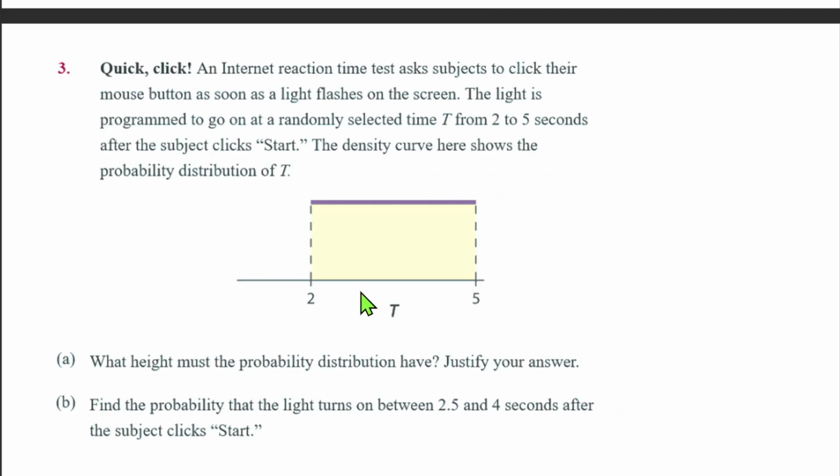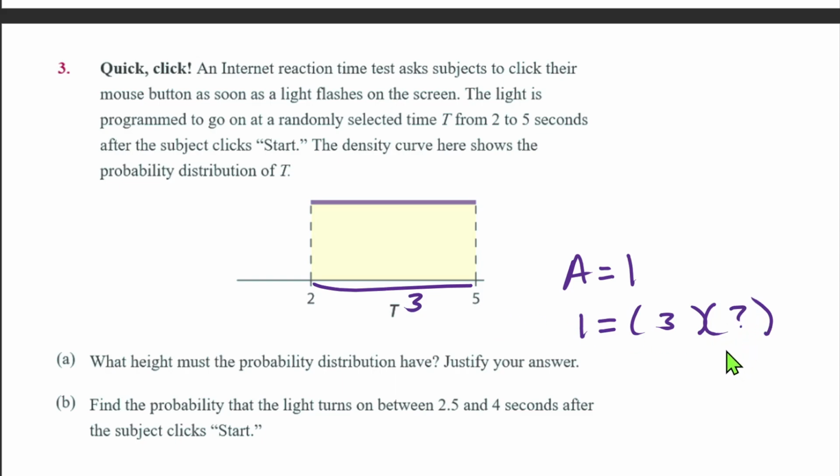This question, you can read it. What height must the distribution have? The area must be 1. So 1 has to equal the base times the height. The base is 3, right? 2 to 5. The height, you can figure out what that must be. It's a shame it's the same as the last problem. The textbook should have better questions. They should change it. But nope, the height is just going to be a decimal or a fraction value.